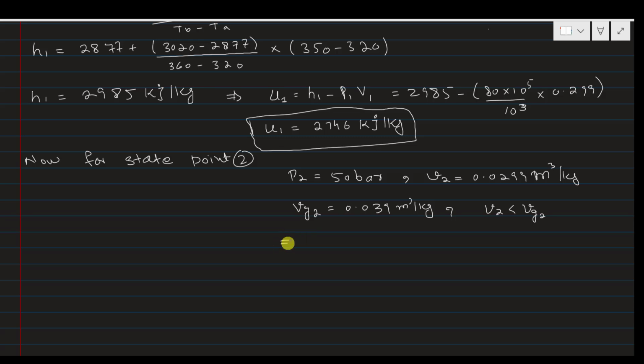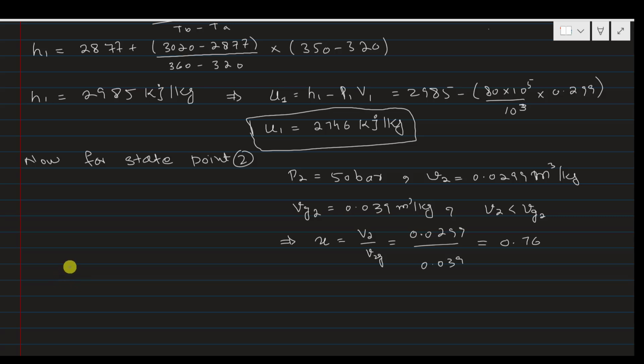If it is in the wet region, there must be a dryness fraction, and that dryness fraction will be equal to V2 divided by the specific volume Vg2. So V2, that is 0.0299, divided by 0.039. After calculations, you will get the dryness fraction, that is 0.76.